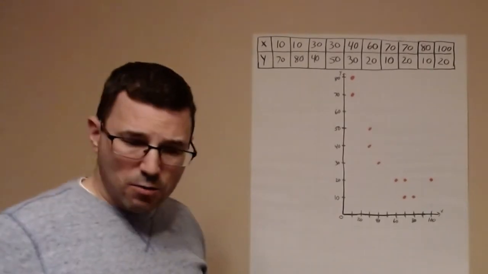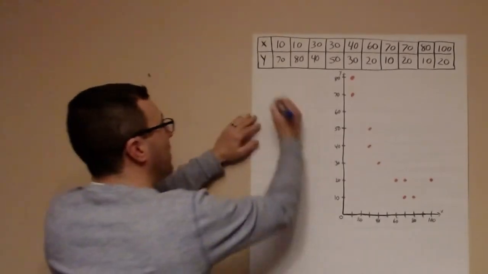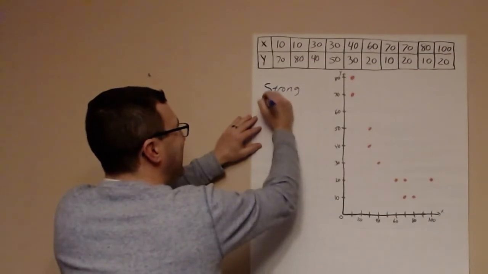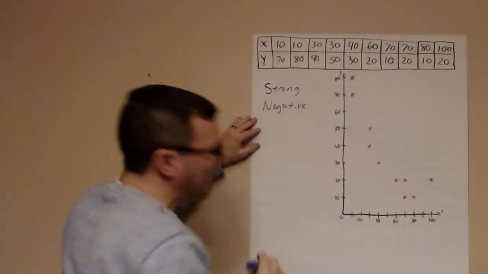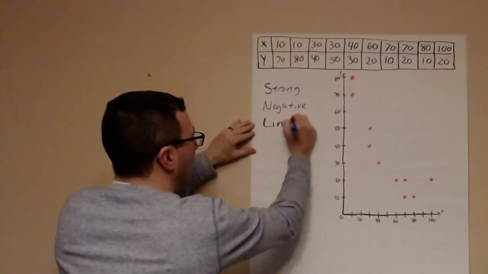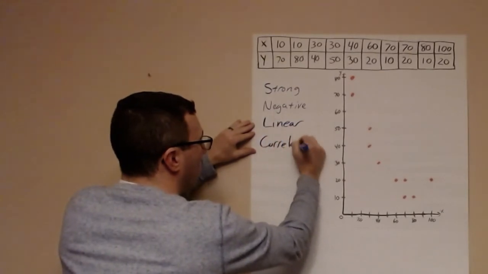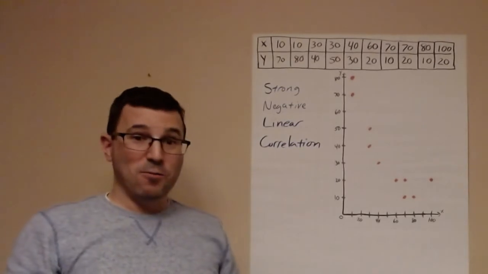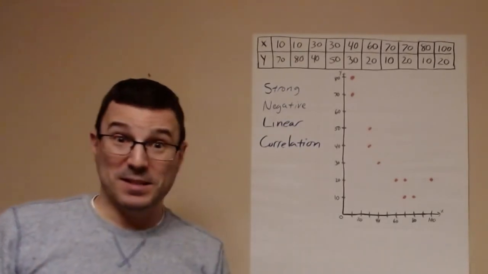Okay? So again, in this case, I could say that this is a strong negative, and again, I'm going to say linear correlation. I already wrote that word, and as I'm writing it, I'm going, please don't mess this up, please don't mess this up.